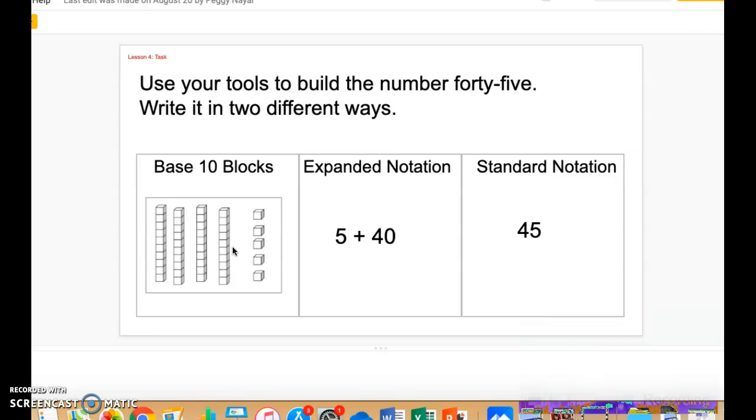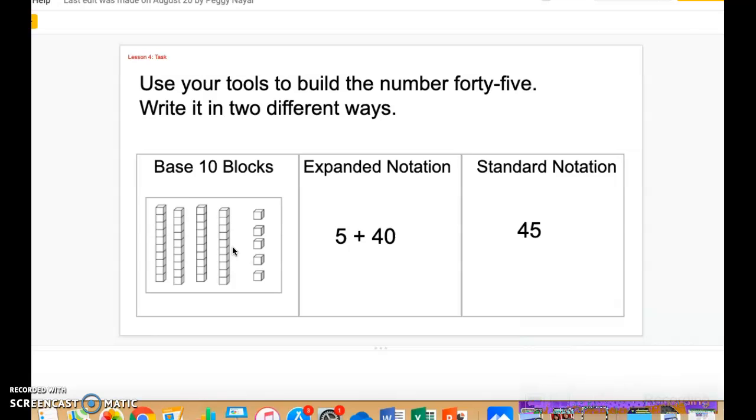Nice. Now, how would we write 4 tens? We could write it like this. We could say, oh, this marker's dead. We could say 4 tens. We could also write it as 40, because each of these is 10. 10, 20, 30, 40.